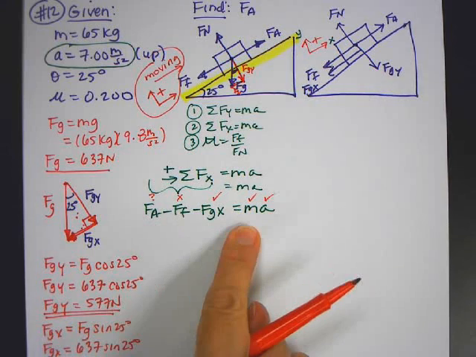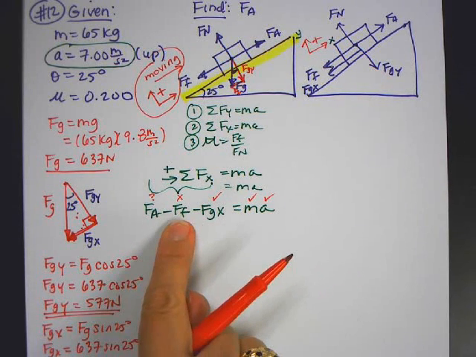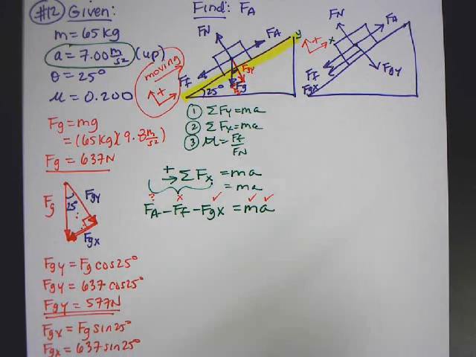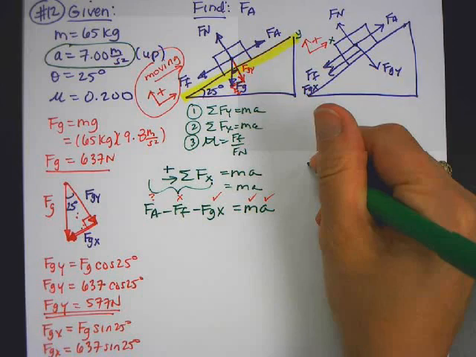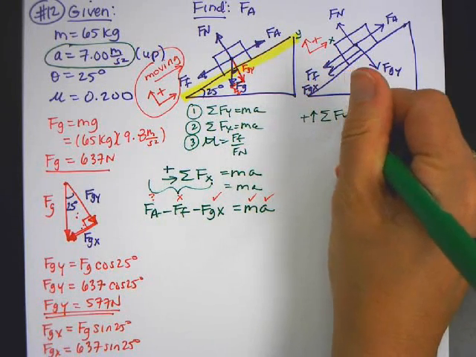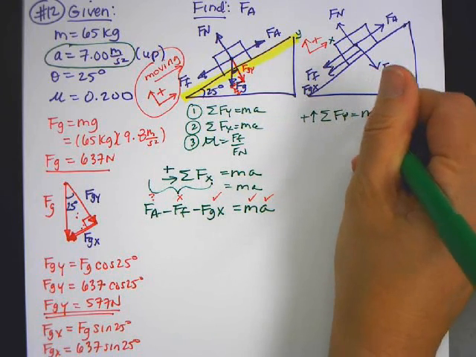So if I wanted to solve for FA, I still need to find FF. You see what I mean? So there's something else I need to do. So now we'll go on. I'll sum forces vertically. I'll say summation of F of Y is equal to MA.